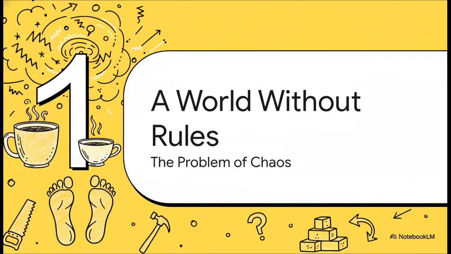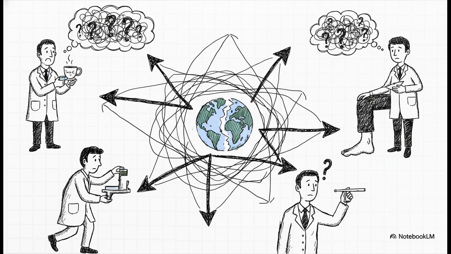To really get this, let's do a little thought experiment. Let's imagine a world without any rules for measurement. Picture trying to follow a recipe where your cup is a coffee mug, but your friend's cup is a tiny teacup. Or trying to build a house where your foot is literally the length of your foot. It would be total, absolute chaos, right? Well, believe it or not, for a huge chunk of history, this was pretty much the reality for science.